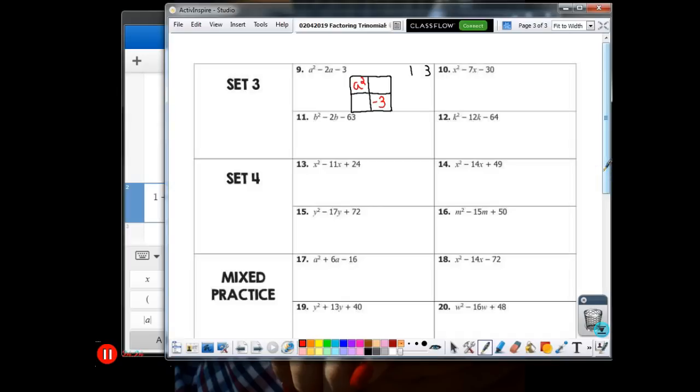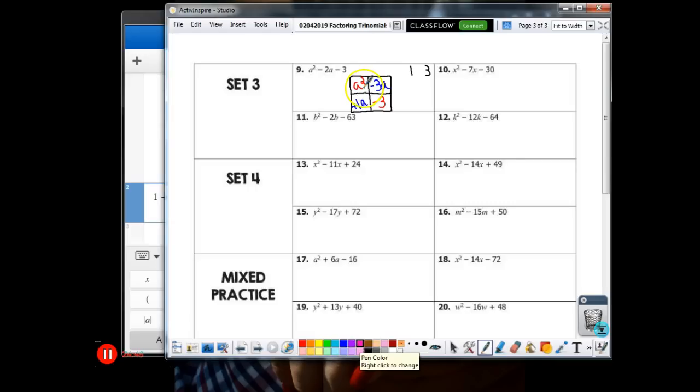And that's what I want, negative 2, right? So it's negative 3a and positive 1a, right? Does that make sense? If it was positive 2, then it'd be the switch, right? It would be negative 1 and positive 3. Alright, so then we got to figure out the outside.